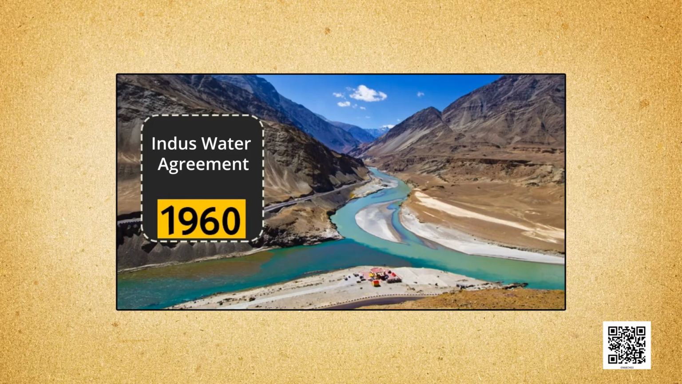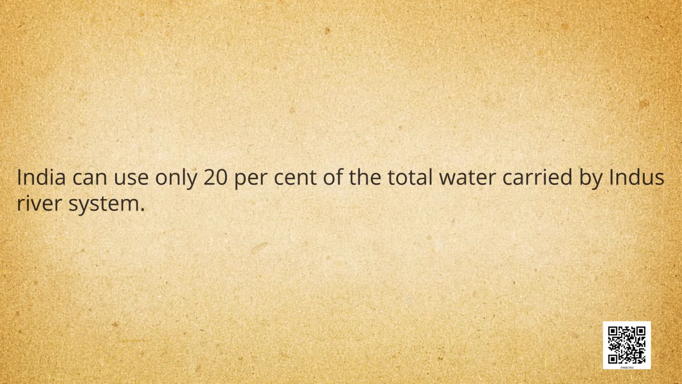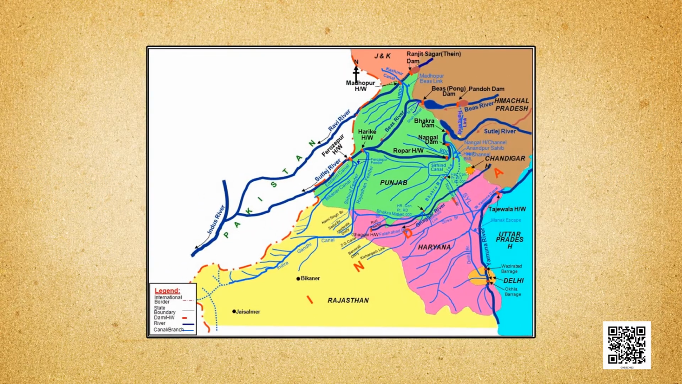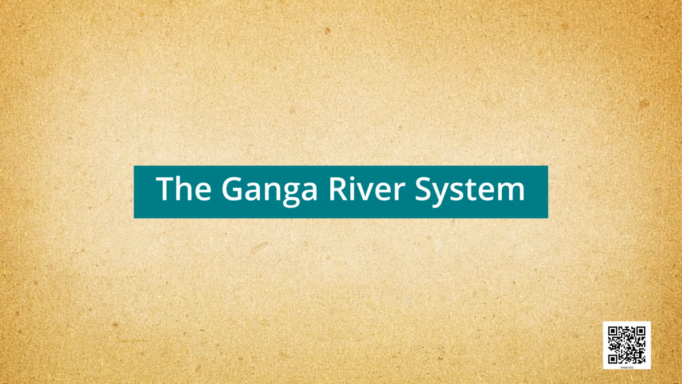Now, according to the regulations of the Indus Water Treaty 1960, India can use only 20% of the total water carried by the Indus river system. The water is used for irrigation in Punjab, Haryana and the southern and western part of Rajasthan. Now, from the Indus, we move to the Ganga river system.